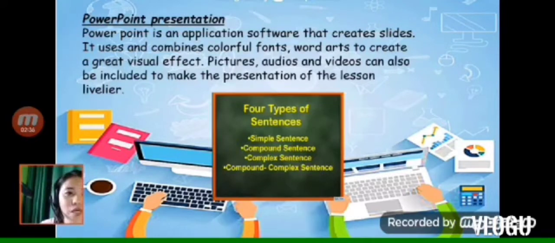Okay, so like that. As you can see, four types of sentences: simple sentence, compound sentence, complex sentence, compound-complex sentence. As you can see, we use a PowerPoint presentation because of the font. The font is colorful, right? And there are some pictures or graphics beside those fonts.